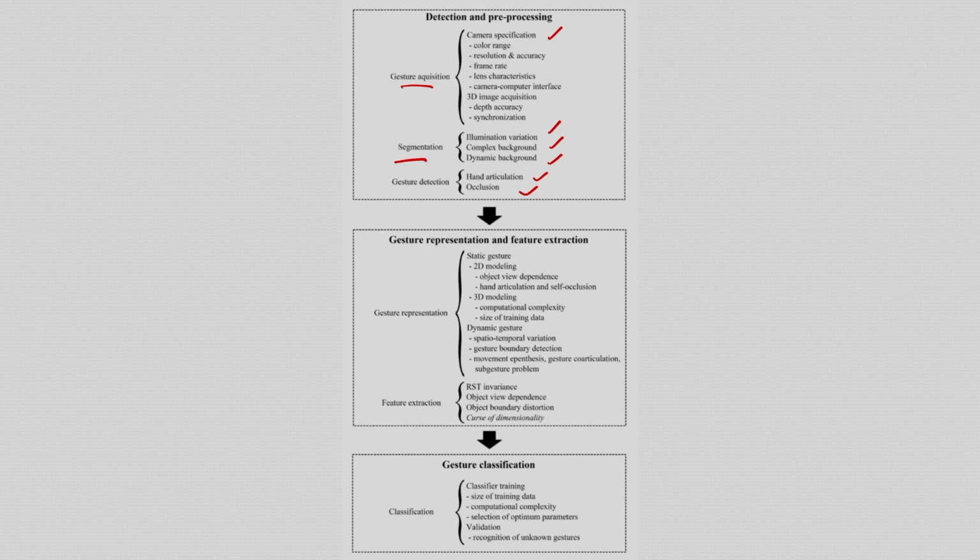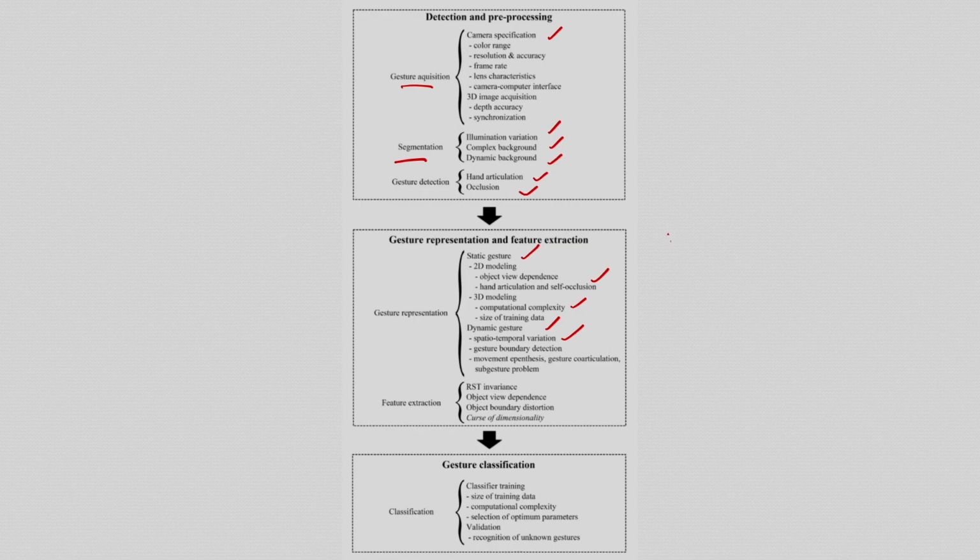After this, gesture representation and feature extraction: we may consider static gestures and dynamic gestures, and the 2D modeling of the gestures or the 3D modeling. In case of 3D modeling, it is computationally complex, and in case of 2D modeling, it is object view dependent, with the problem of self-occlusion and hand articulation. So 3D modeling is more accurate, but computationally complex. For dynamic gestures, we have to consider the spatio-temporal variations. So what is the spatio-temporal variation?